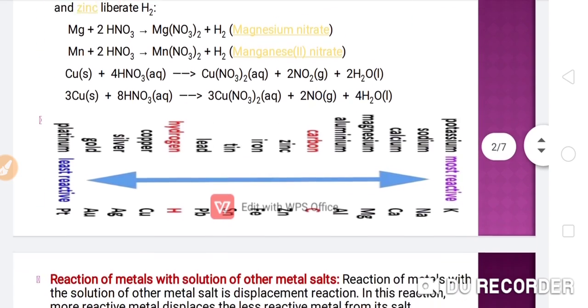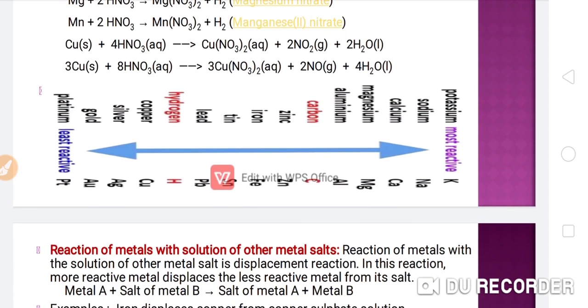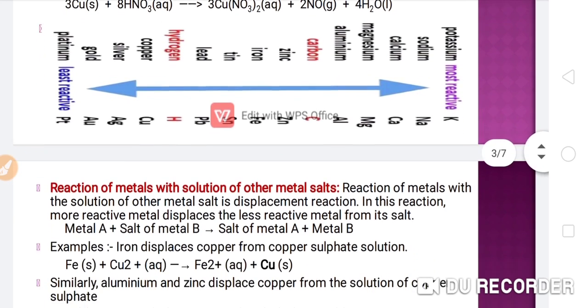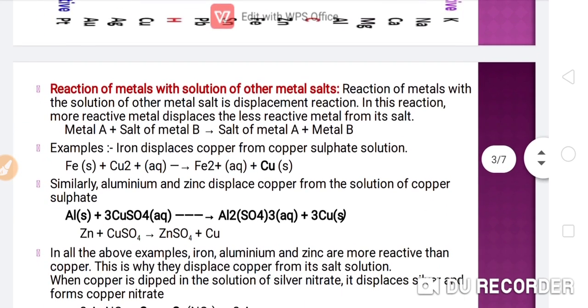Now here you can see the reactivity series, which we have discussed a number of times already, so we are leaving it here. Now the second point: reaction of metals with solution of other metal salts. Sorry students, the reaction of metals with the solution of other metal salts is a displacement reaction.